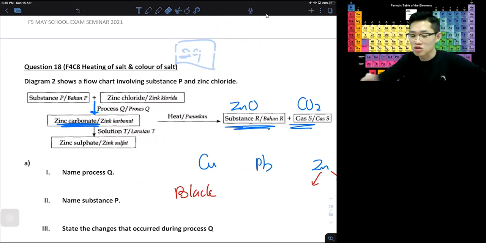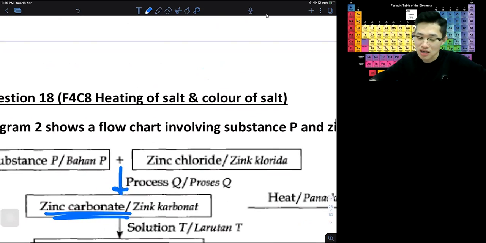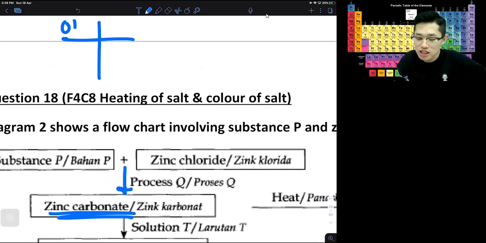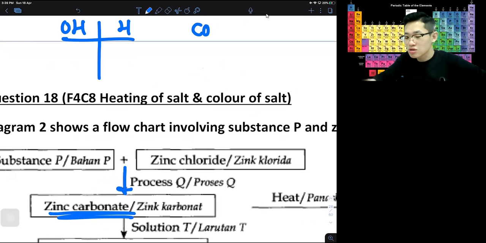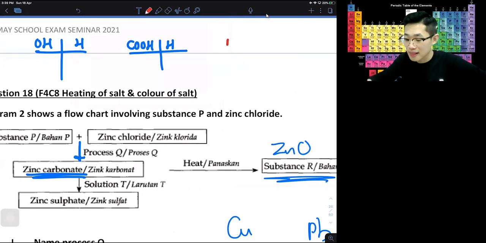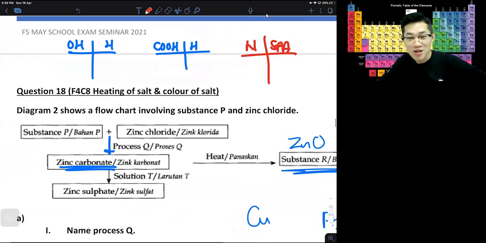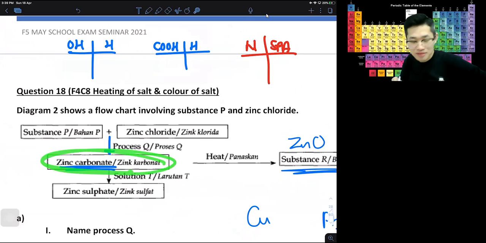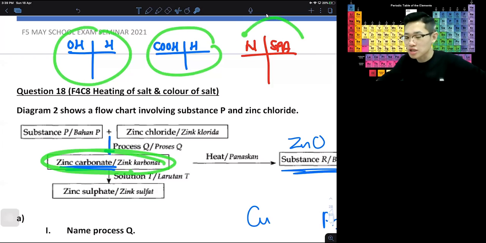How do we do it? So the three Ultraman crosses are here. OH, H. COOH, H. N-SPA. So, class, very good. The zinc carbonate that we want to make has to use 1, 2, or 3.